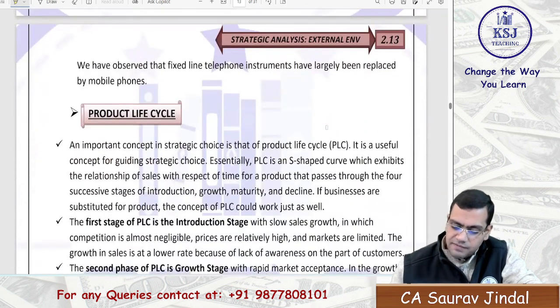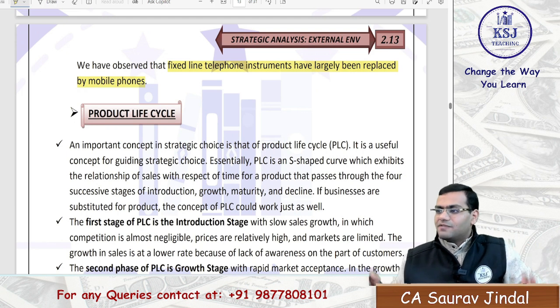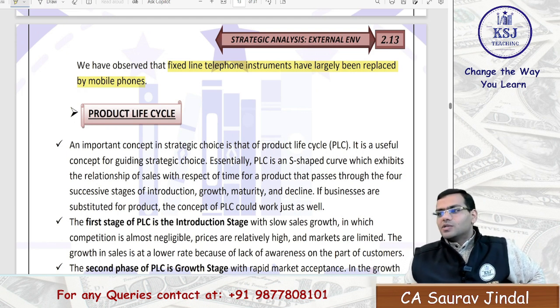We have observed that this is a great example. We have observed that fixed line telephone instruments have largely been replaced by mobile phones. So at one point of time, we used to have fixed landlines and today we have mobile phones.